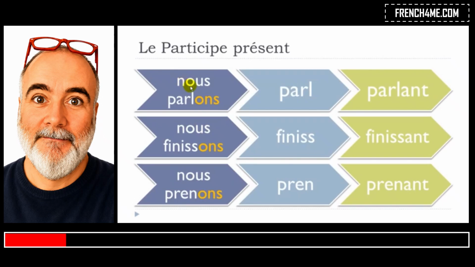Let's see. Nous parlons, so you get parl, and participe présent, parlant. Nous finissons, finiss, and then you will get finissant. Then nous prenons, pren, prenant.